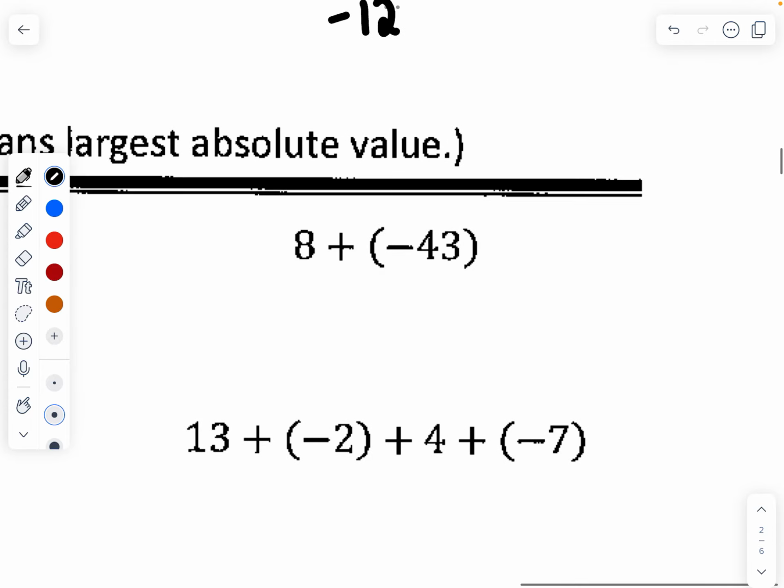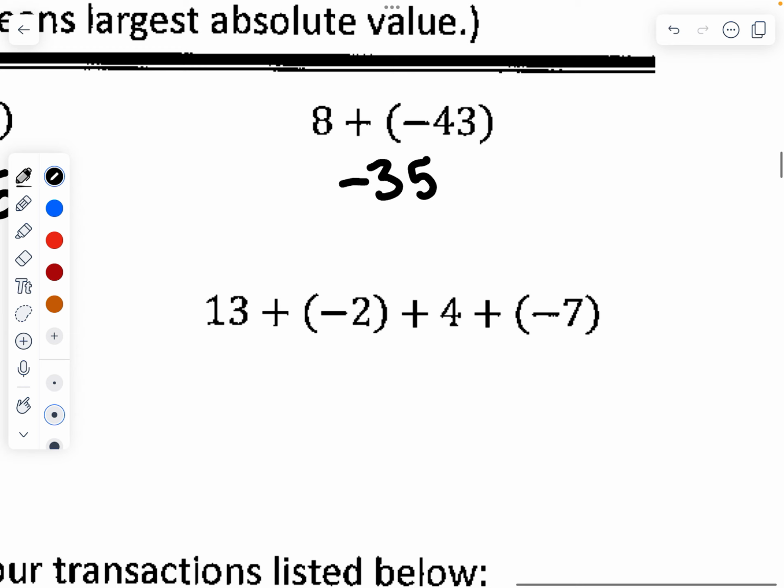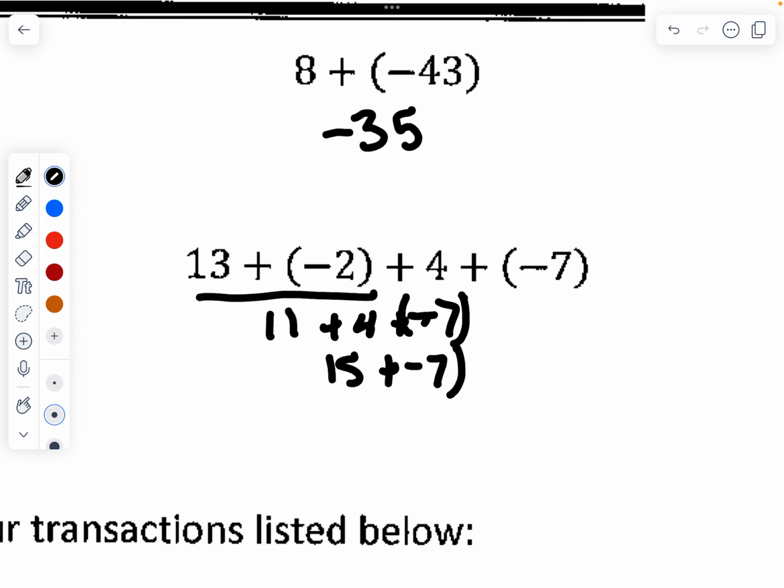8 plus -43. This will be a -35 because the 43 is the one further from 0. It's got to be a negative. And this last one, 13 plus -2 is 11 plus 4 plus the -7. 11 plus 4 is 15 plus -7 is positive 8.